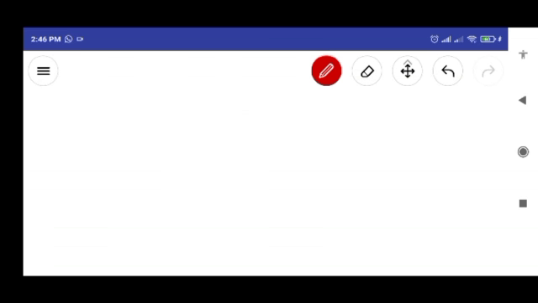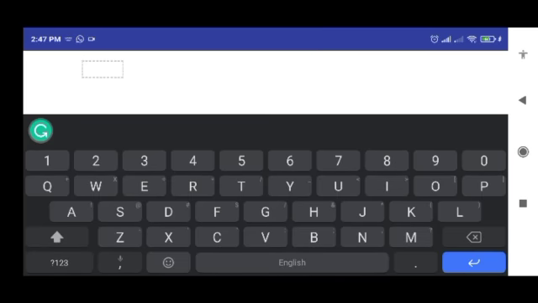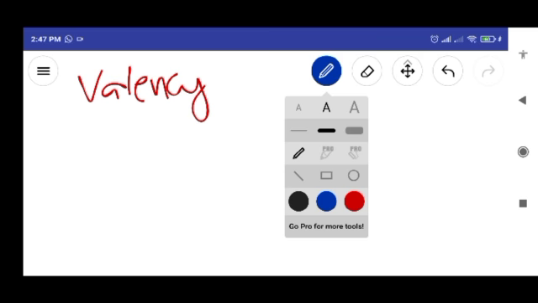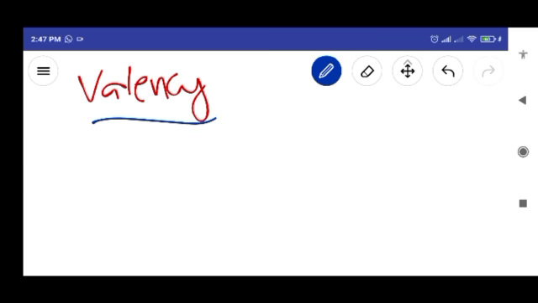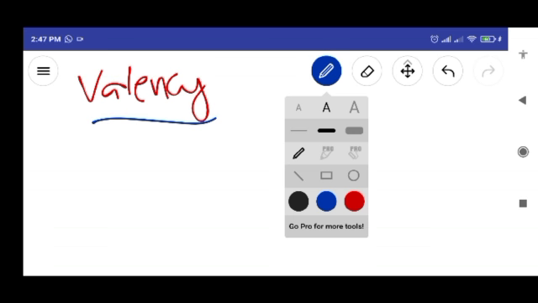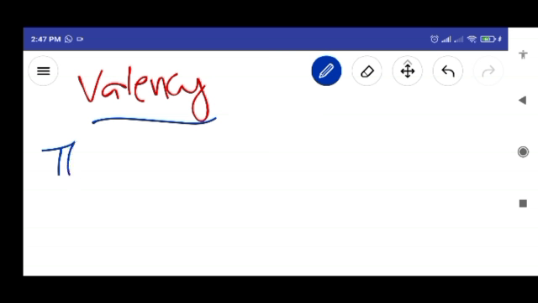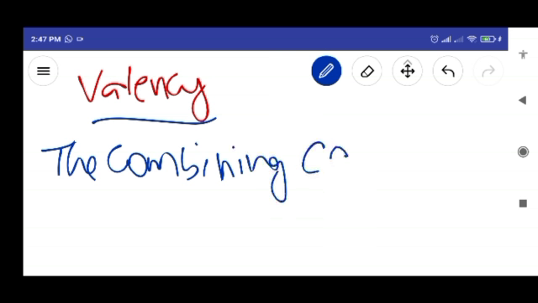Then we'll see a very important property of an atom, that is valency. We have discussed valency in the last chapter also. What do you mean by valency? Valency can be defined as the combining capacity. In simple words, valency is the combining capacity of an atom.